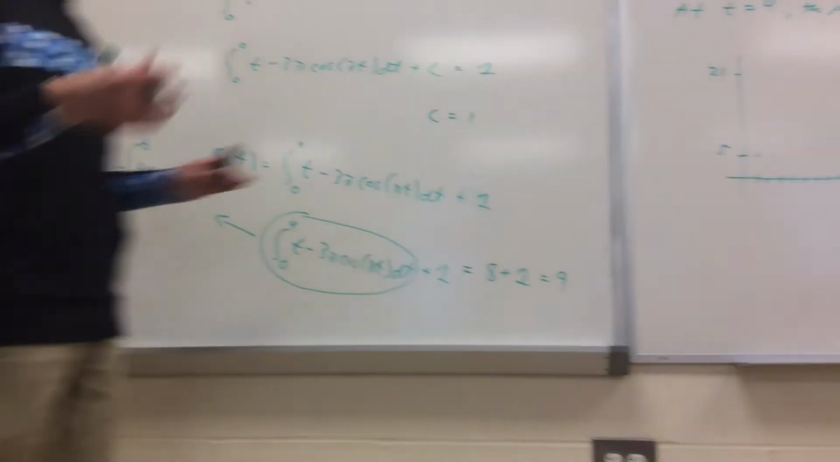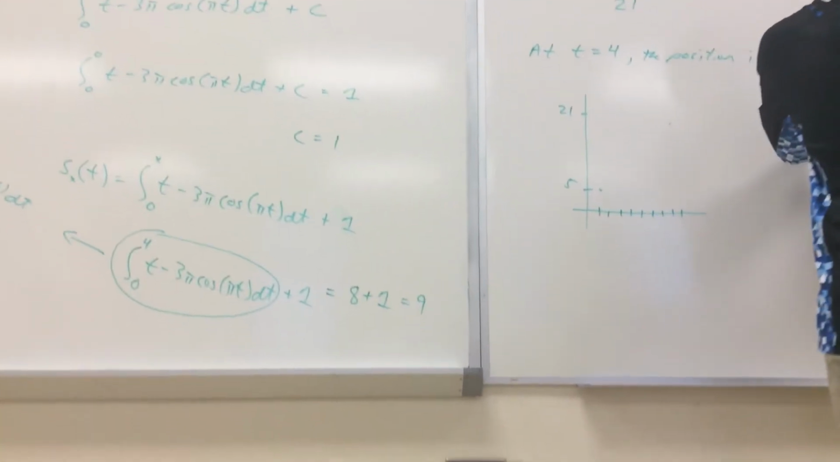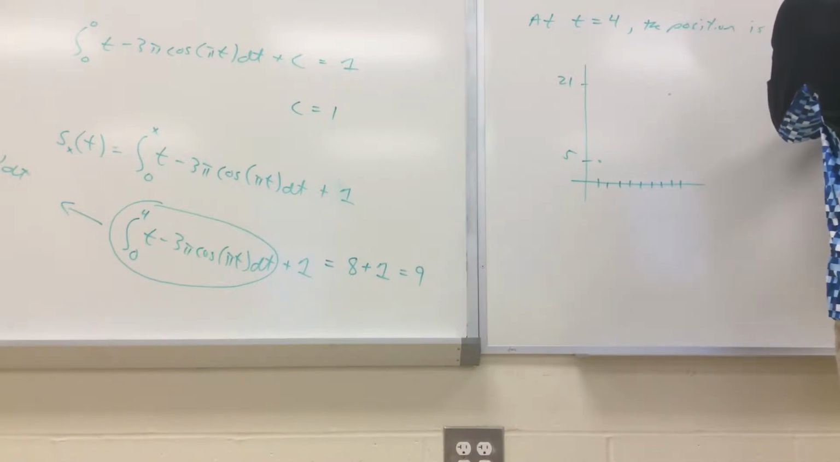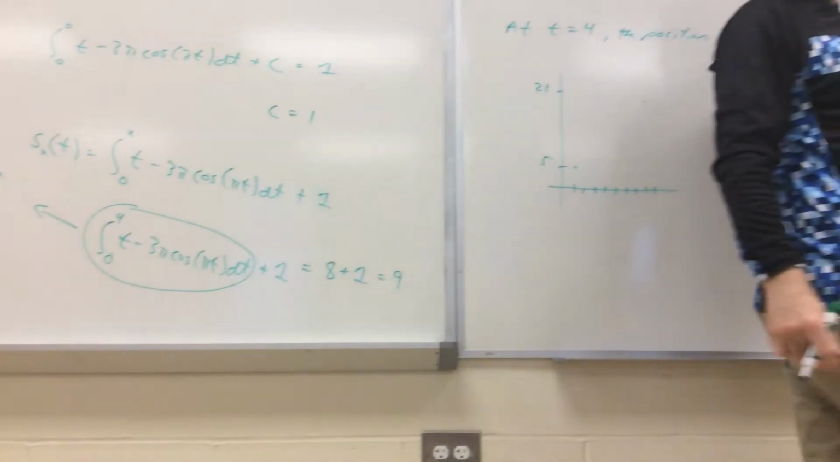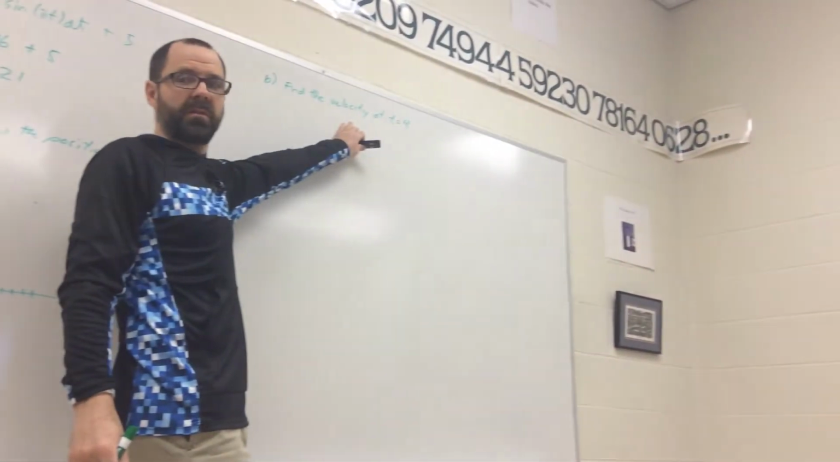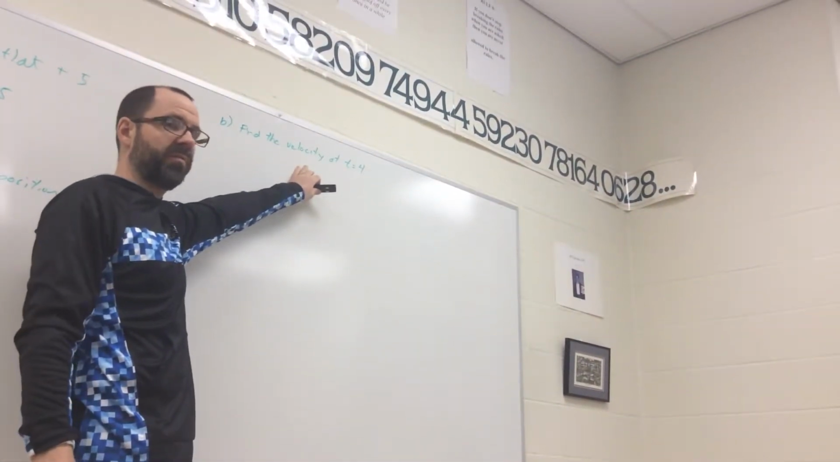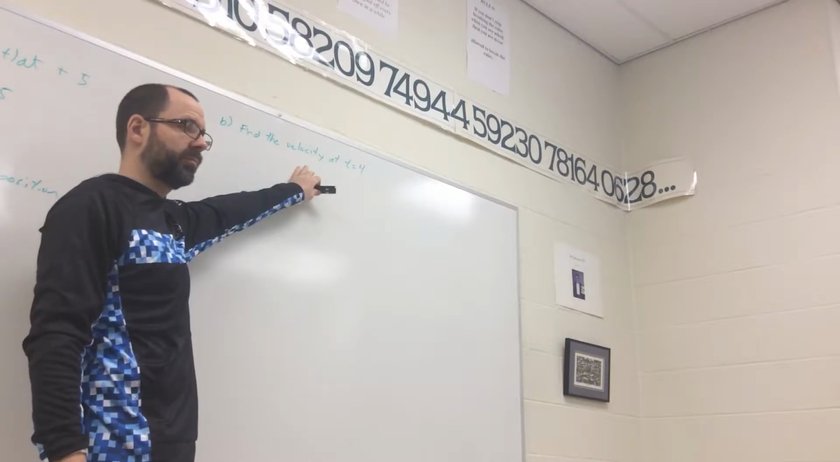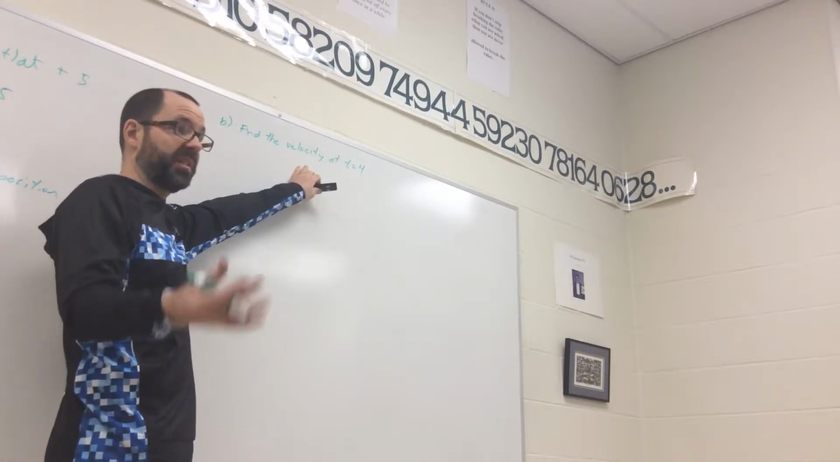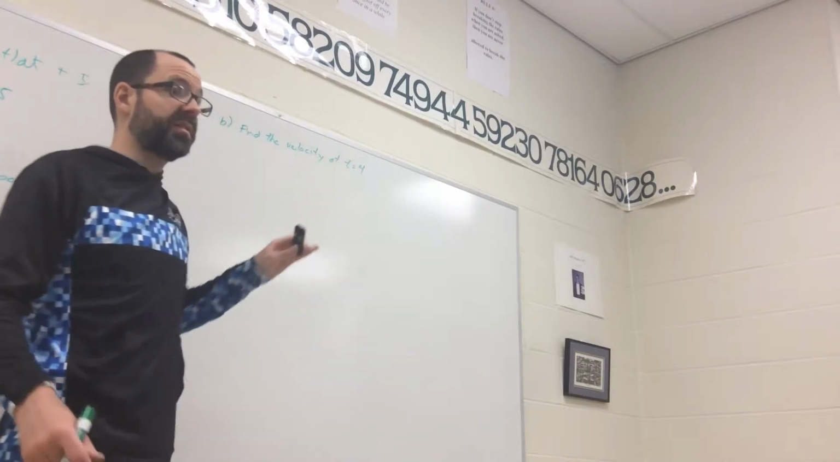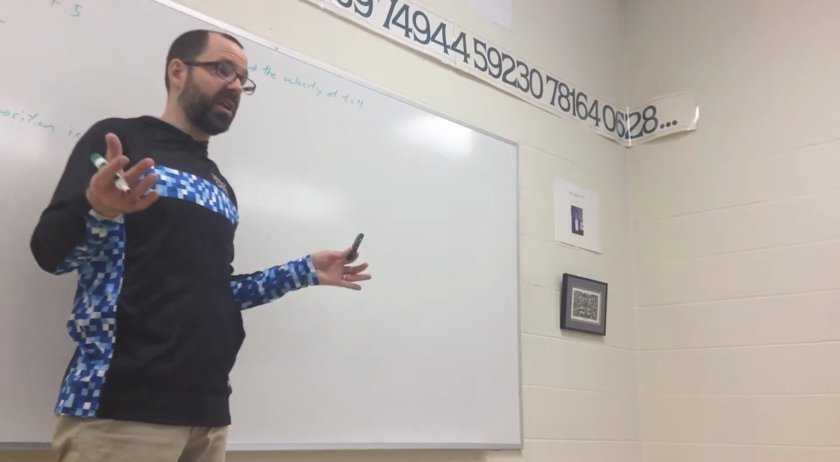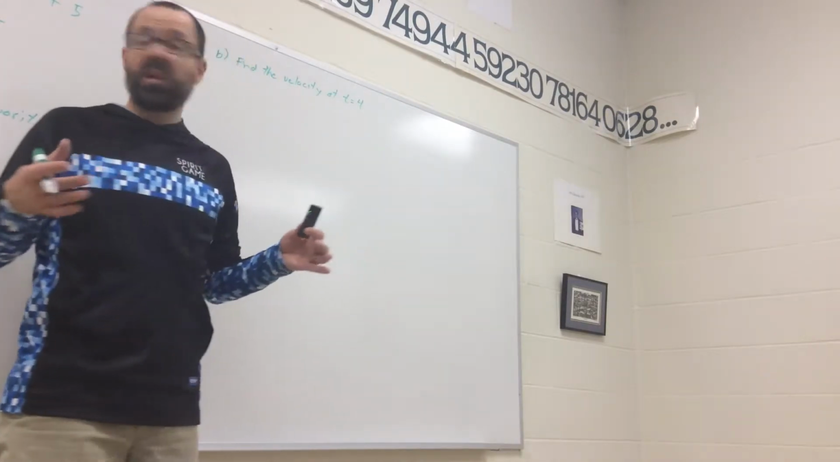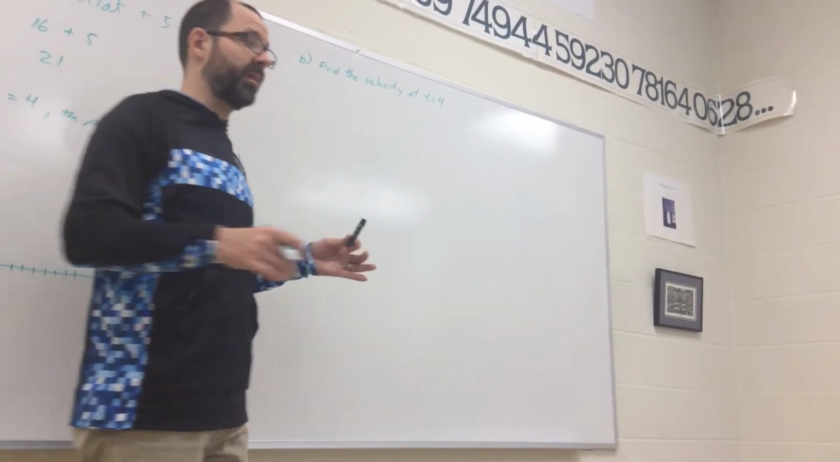Okay, now for part B, we're going to find the velocity at t equals 4. The next question is find the velocity at t equals 4. This is going to be significantly easier, right? Because they gave us the velocity vector at the very start. So in order to find the velocity at t equals 4, all I have to do is plug the 4 into that formula that they gave me.